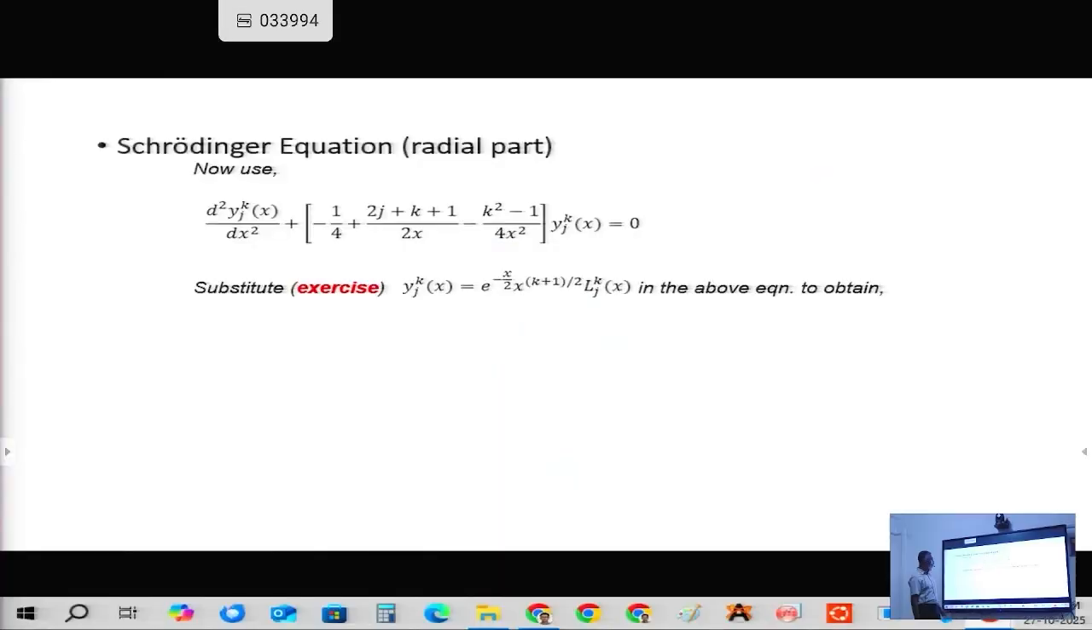So now, this is one exercise you can do. Substitute y of x into this expression and see what you get. Okay. So if you substitute y of x is equal to e raised to minus x by 2, x raised to k plus 1 by 2, L of kx.